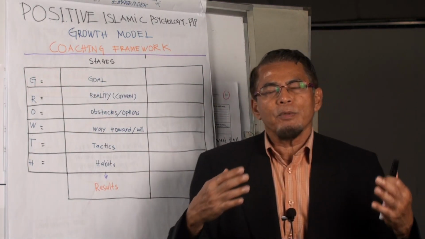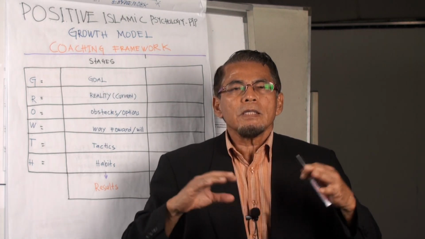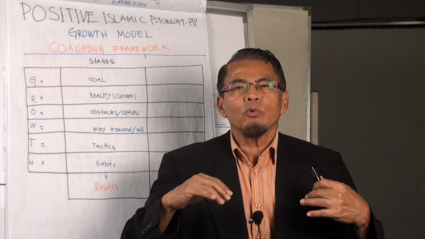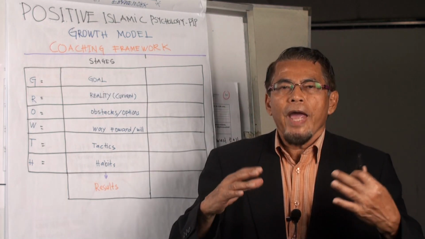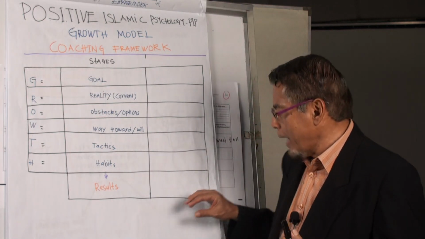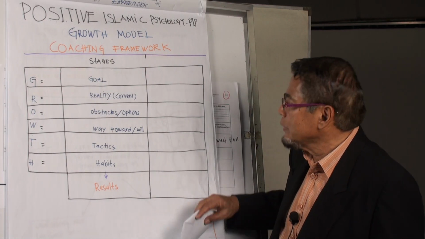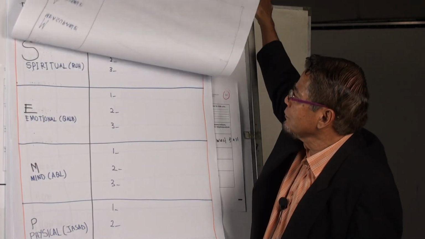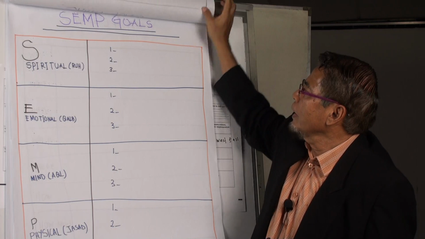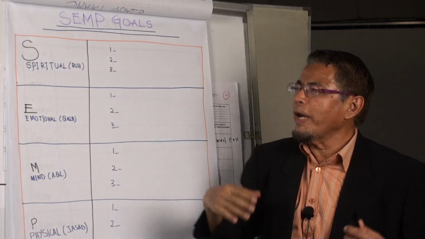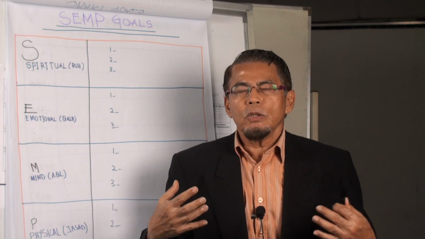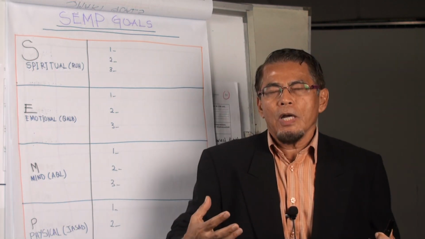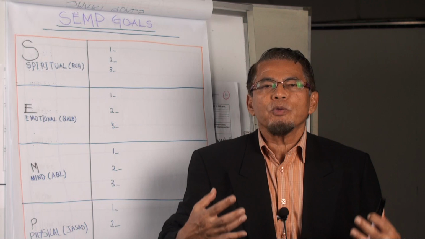So when we talk about goals, there are many goals. So from the Islamic perspective, we have various levels of goals in which we have to do some exploration or some sort of understanding. And we have a template, we call this the SEMP template. So for example, these are the SEMP goals. What do you want to get that person to figure out a way forward in terms of their goals?